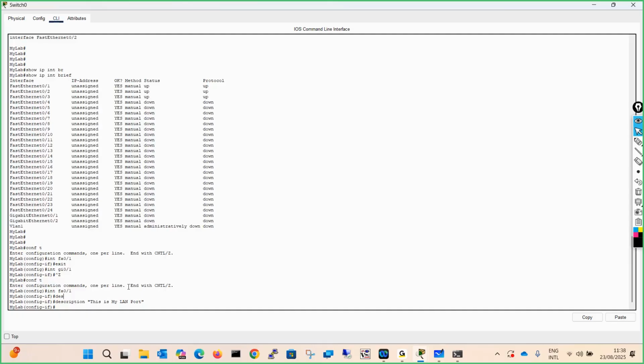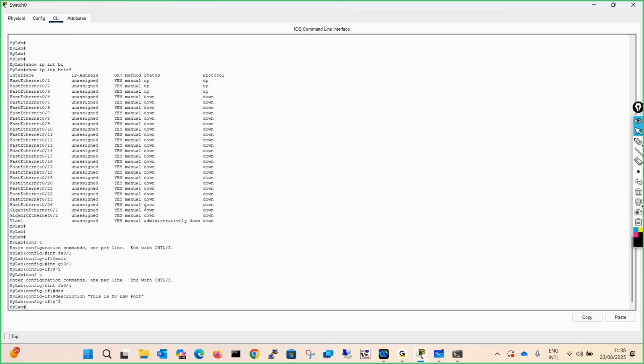Now, if you want to see the details of this interface FA0/1, for example, just press Ctrl Z, come to the privilege mode, and give the command show interface FA0/1. Show interface fast Ethernet 0/1. Hit enter.